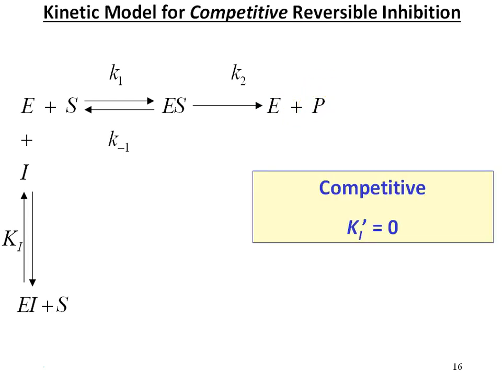So in competitive inhibition, the Ki prime that I deleted here is just zero because it's not relevant in this case. It's either the substrate that binds the active site or the inhibitor, and therefore there is no Ki prime in the competitive mode of inhibition.